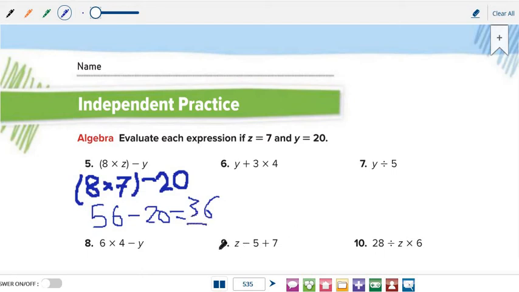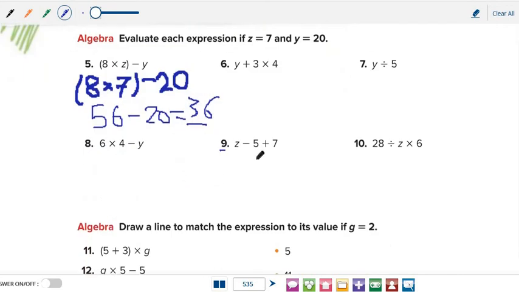Let's solve equation number 9. z minus 5 plus 7. z equals 7. So we write 7 instead of z. 7 minus 5 plus 7. Again, we don't have parentheses here.